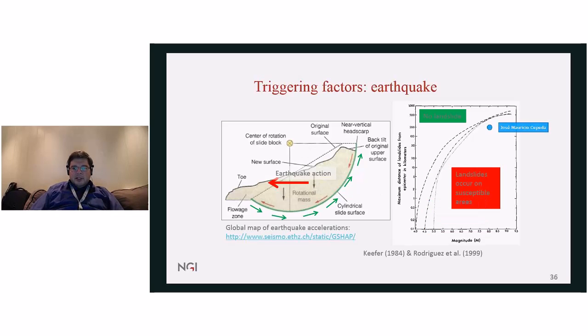Typically, in a qualitative manner, it's possible to find out the maximum distance at which we can expect to observe landslides depending on the earthquake magnitude. These are some empirical curves that have been obtained by these two authors in the past. That enables us to figure out how far we expect landslides to occur depending on earthquake magnitude.